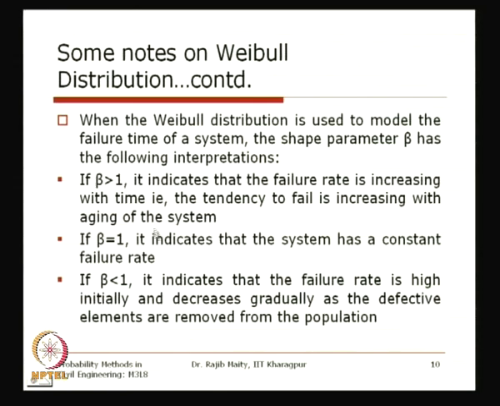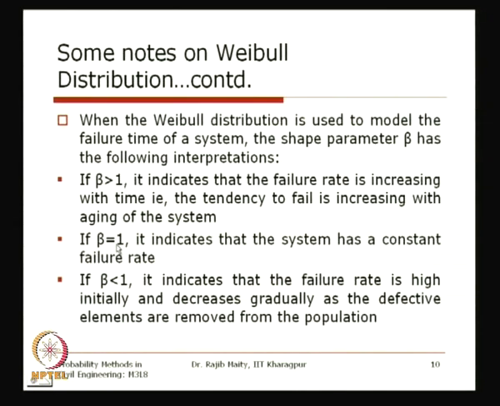Now, one important discussion with respect to this Weibull distribution is the parameter beta. This parameter beta plays a vital role, and it has different meanings for different ranges of this parameter. First, when the Weibull distribution is used to model the failure time in a system, the shape parameter beta has the following interpretation. So, how can we interpret this beta for the different values or ranges of this parameter?